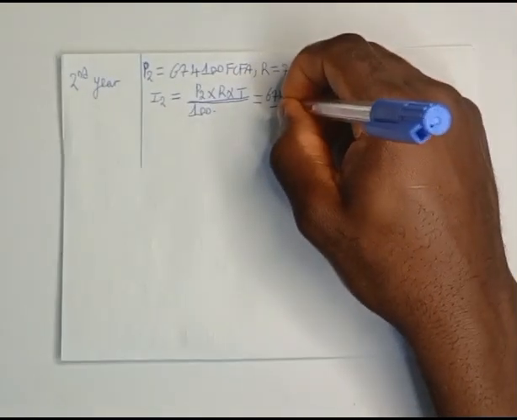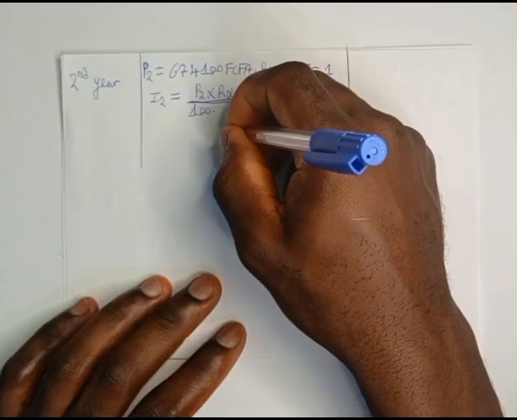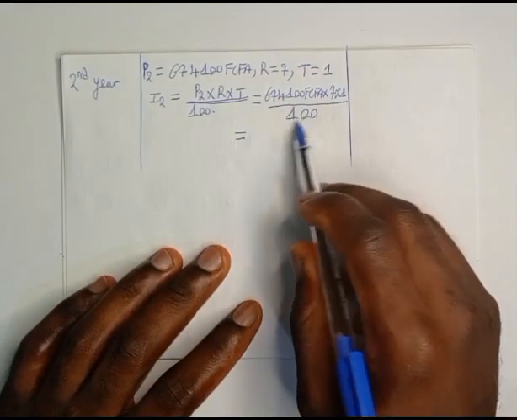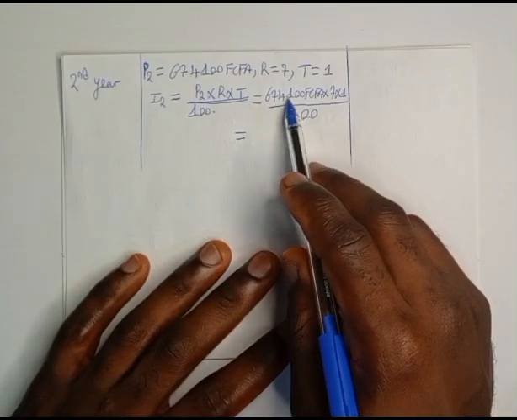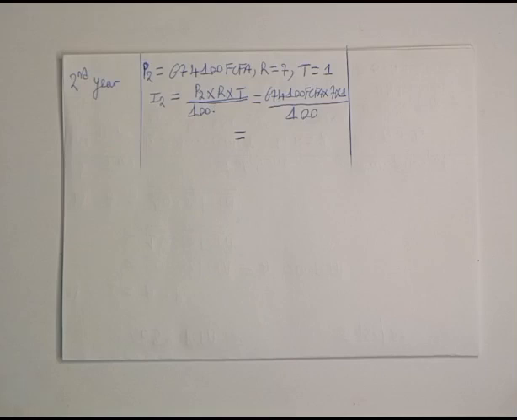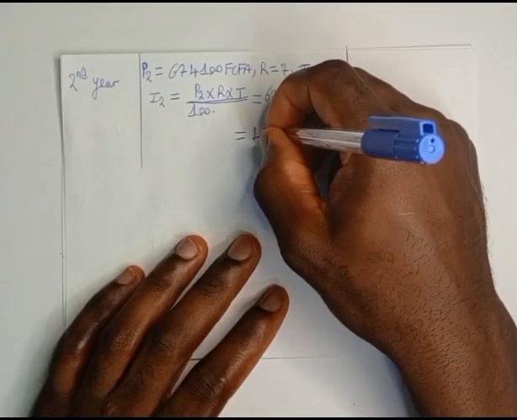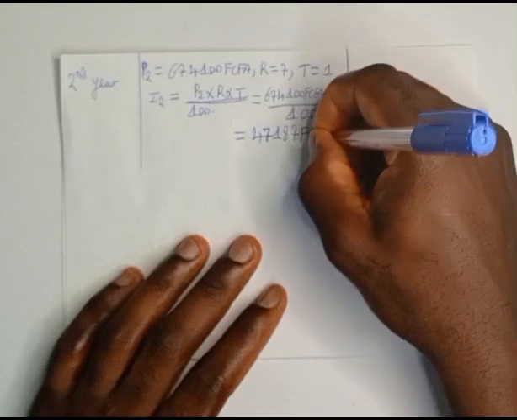We have to divide by 100. This will simply be equal to 674,100 divided by 100, which gives us 6,741. 6,741 times 7 gives us 47,187 francs CFA.